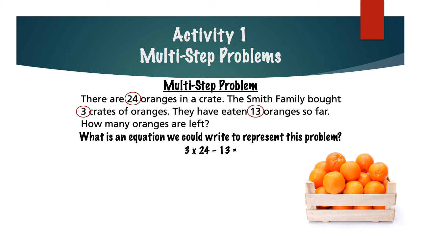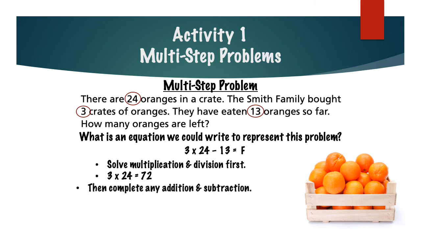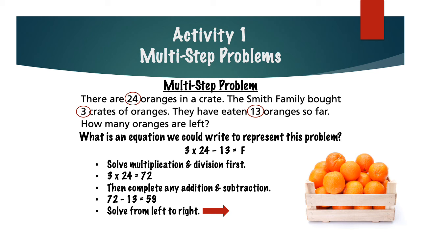What letter could we use to represent the number of oranges that are left? We could use an O for oranges, but the letter O looks a little too much like a 0. So why don't we use the letter F for fruit? We discussed before that in an equation with no parentheses, you solve any multiplication and division first, and then any addition and subtraction, and you solve from left to right. So F equals 59 oranges.